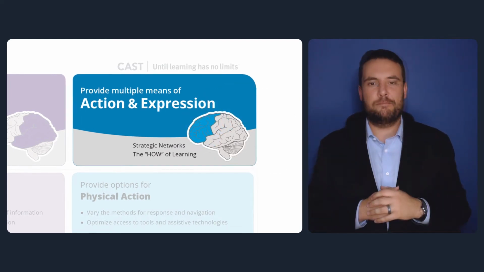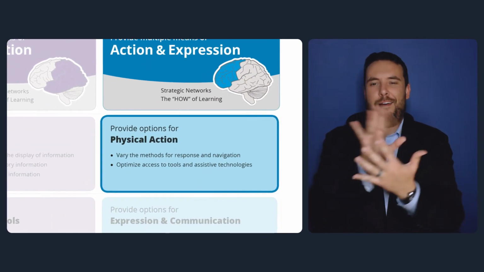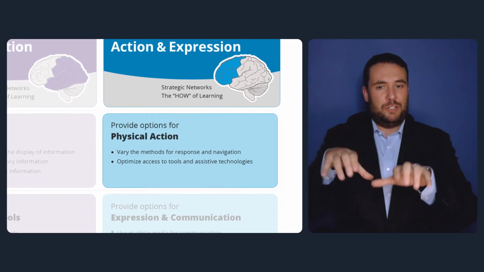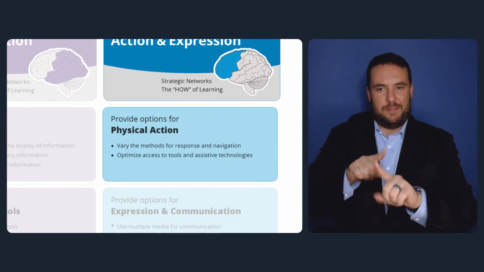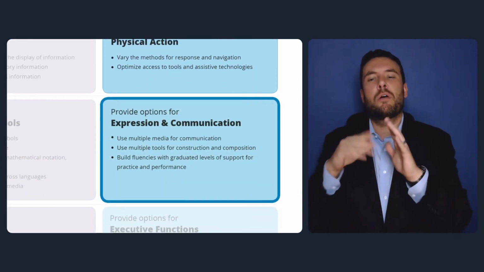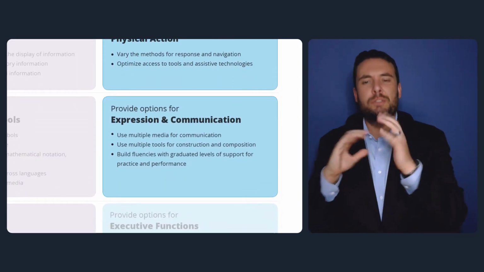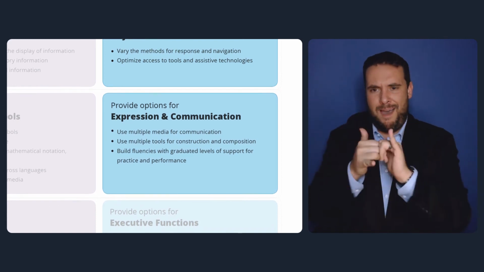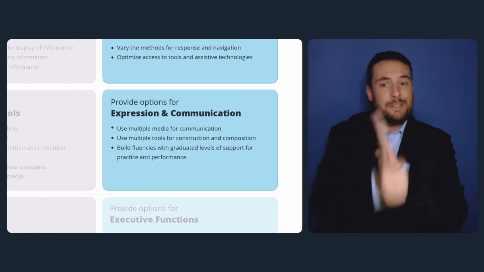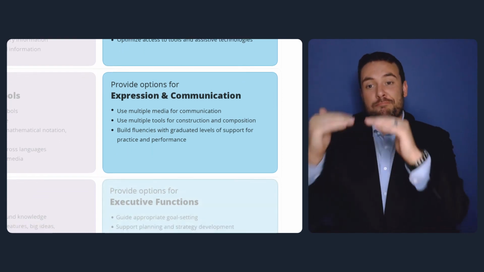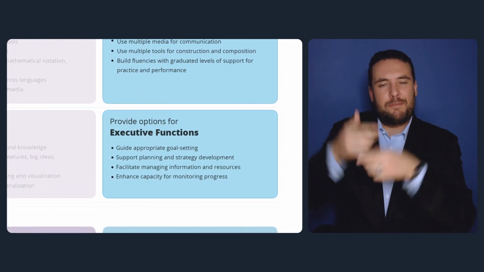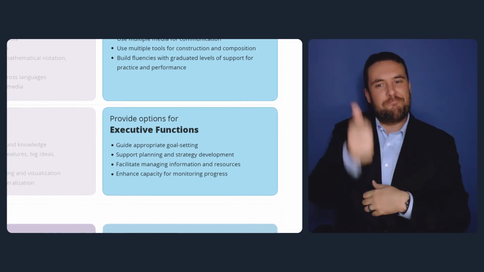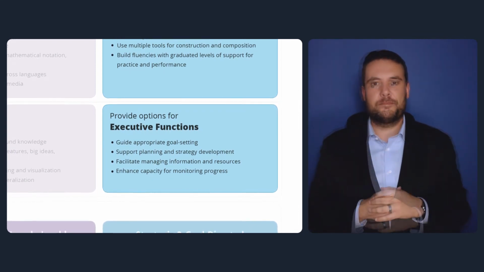We can do that by providing options for physical action, meaning that every learner physically has a way to respond. Next, we want to provide options for expression and communication, options for how learners can express themselves and let us know the skills and knowledge they've gained. Finally, we want to provide supports that help learners develop their own executive functioning capacity, so in the end, they can plan and organize their own learning. And that's really the ultimate goal of UDL.